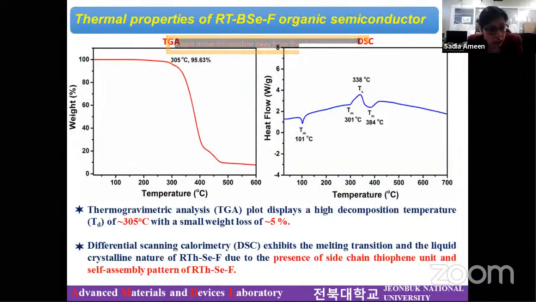And then we did some thermal characterization, like TGA, that is thermogravimetric analysis. You can see that it shows a high decomposition temperature at around 305 degrees centigrade with a small weight loss of only 5%. Whereas if you have a look at DSC, that is differential scanning calorimetry, it shows three melting points at different temperatures. Along with that, we have also observed a crystalline temperature at 338 degrees centigrade, which assures the liquid crystalline nature of our synthesized organic semiconductor due to the presence of the side chain thiophene unit and the self-assembly pattern of RTBSCF.